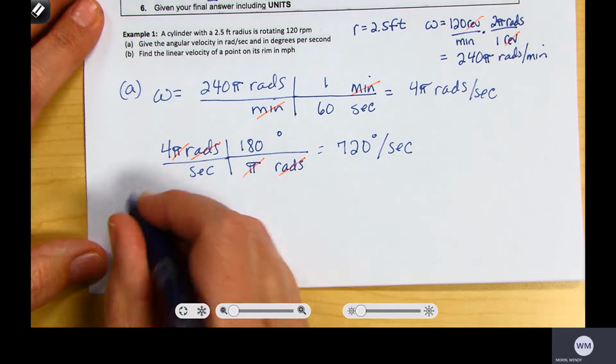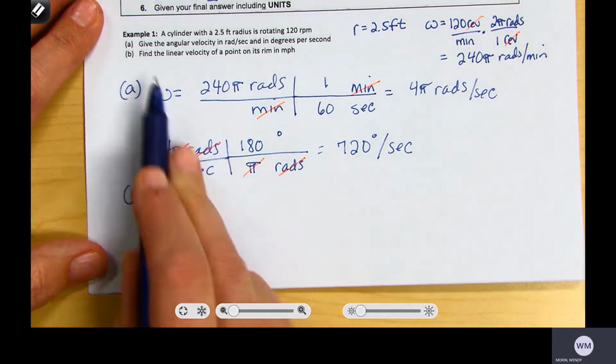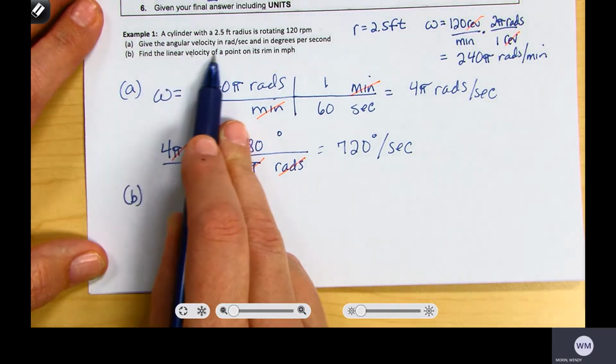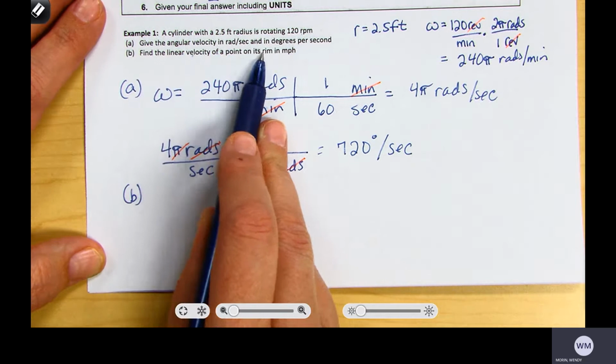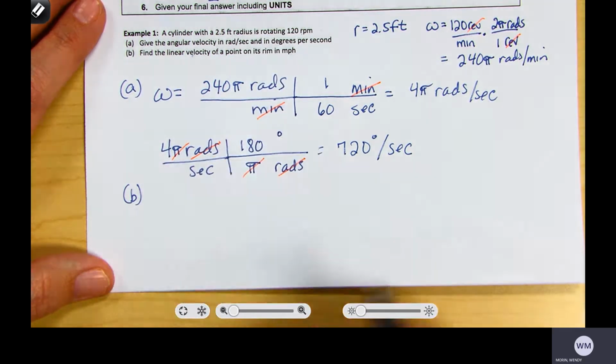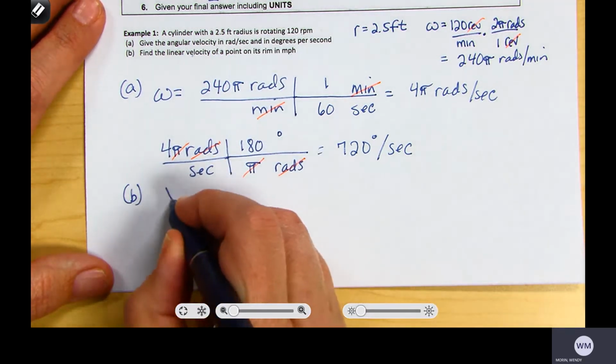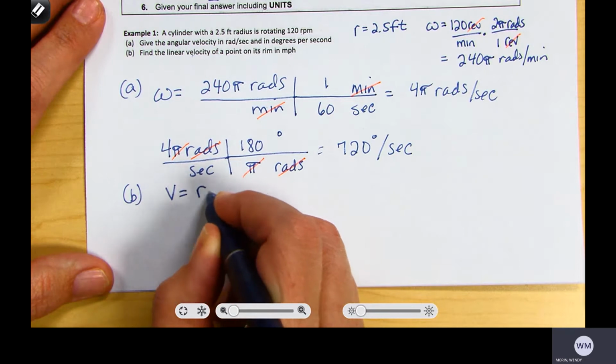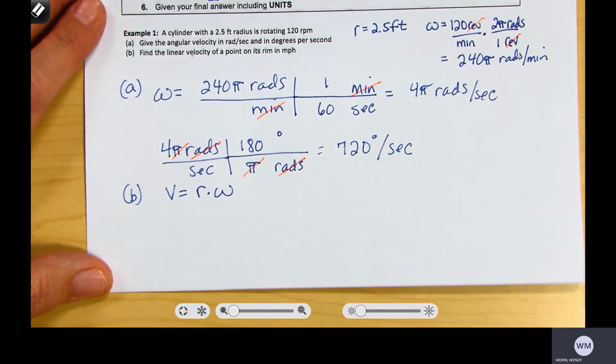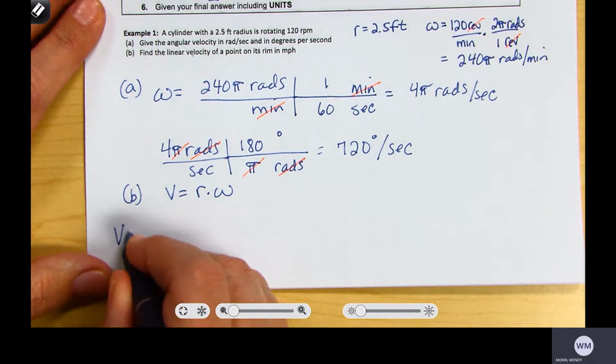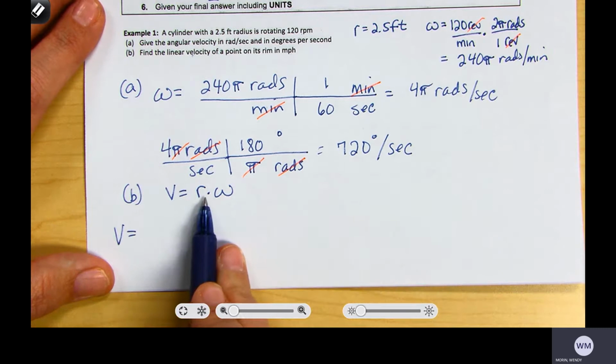Okay, now we're going to do part B. Find the linear velocity of the point on its rim in miles per hour. So the formula you need to memorize is linear velocity equals the radius times the angular velocity. And they want miles per hour. So we're going to start with our radius.